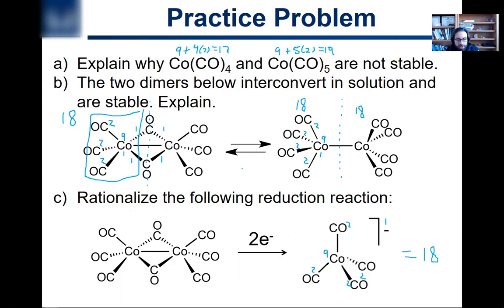All right, so a lot of cool information that you can get and predict about these complicated structures, just using the 18 electron rule.